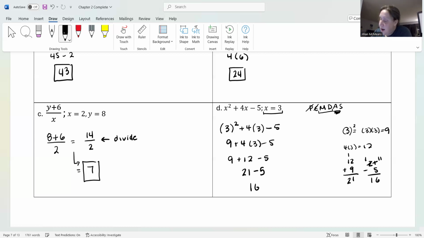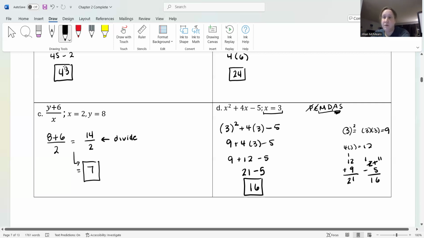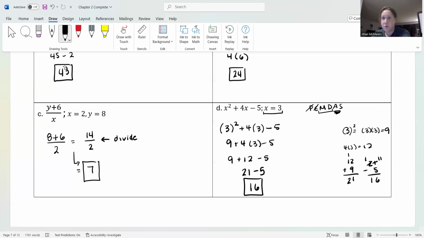So at the end of the day, when we have x squared plus 4x minus 5, and we evaluate it for x equals 3, we end up getting 16. So just understand when you see the word evaluate, when you're talking about algebraic expressions, you're going to be given values for the variable. You plug them in. You just replace your variables with those given values, and then you use the order of operations to simplify.